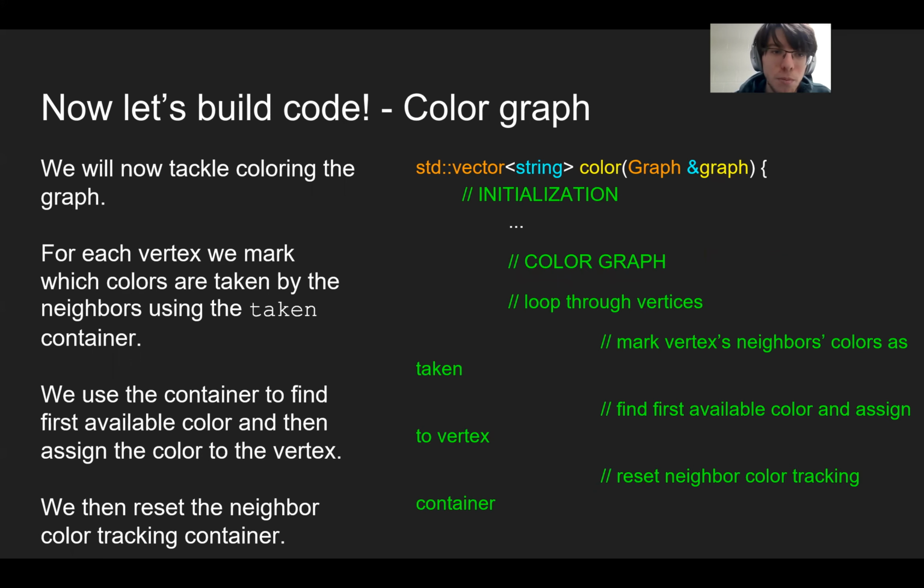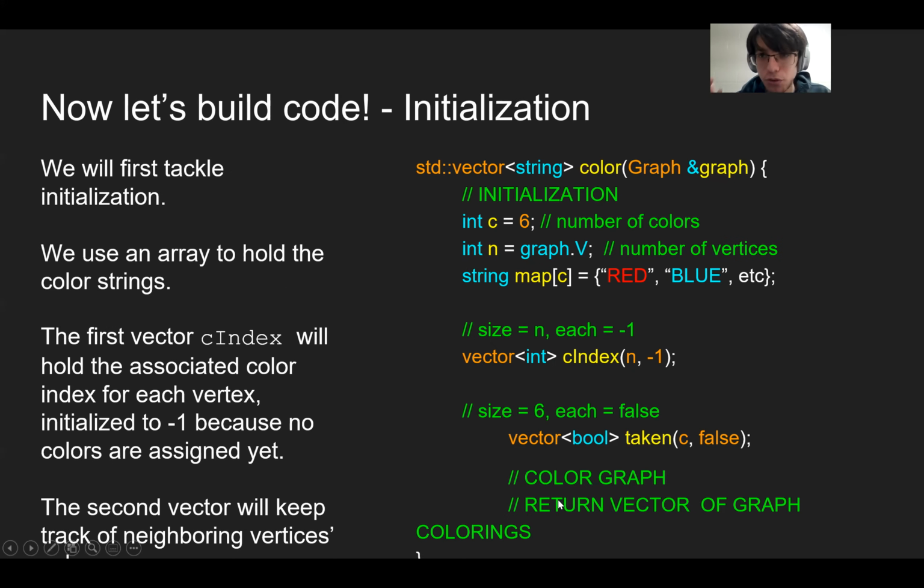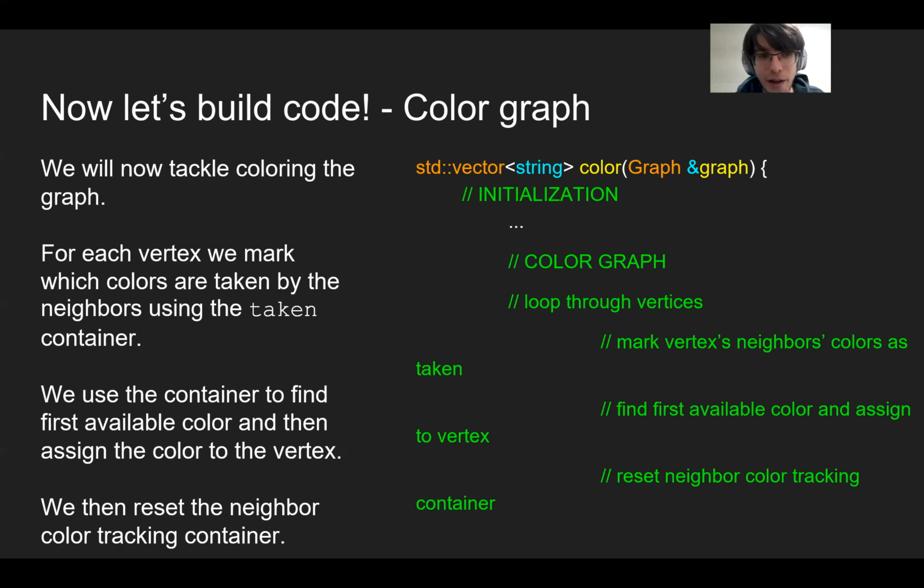So now we're going to tackle coloring the graph. This is how we initialize, just initializing our variables. Over each vertex, we're going to mark which colors have been taken by the neighbors, because if red and blue have been taken by the neighbors, we can't choose those, we have to choose green. We're going to use our taken container for that, our vector. Then we find the first available color. We go through: oh, red's taken, blue's taken, so we choose green. Then we assign the color to the vertex, and then we reset the neighbor vector. So that's the whole idea.